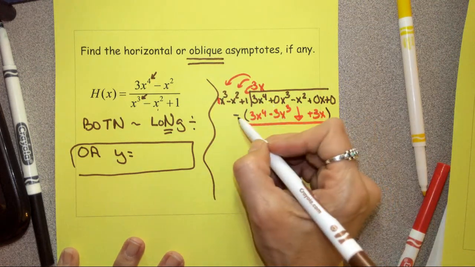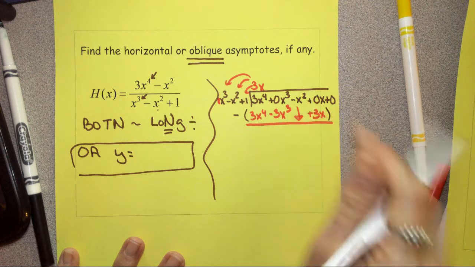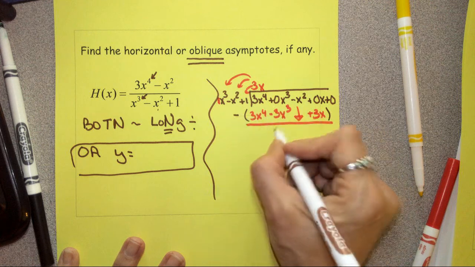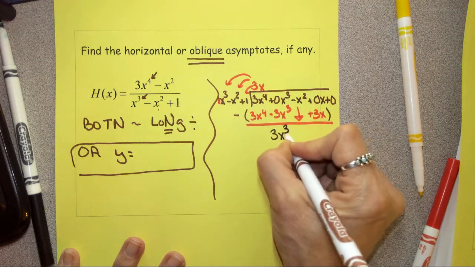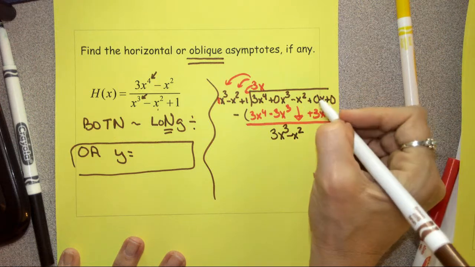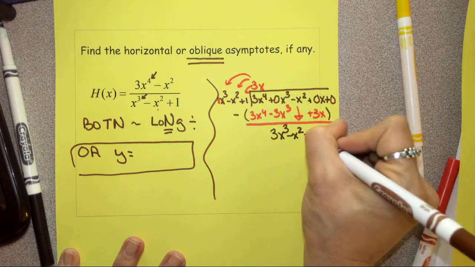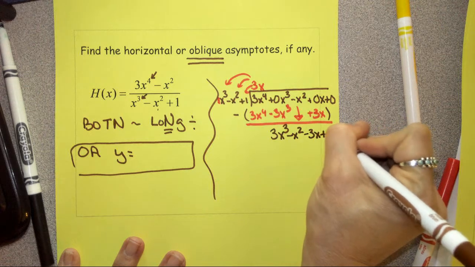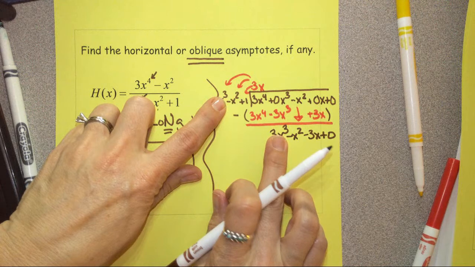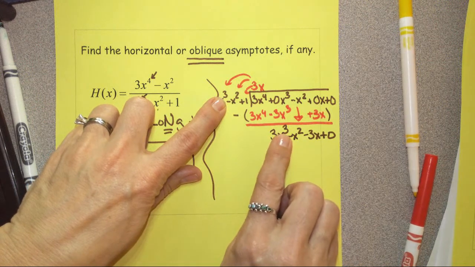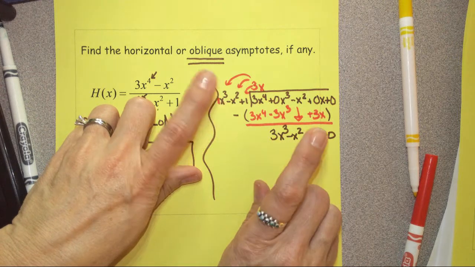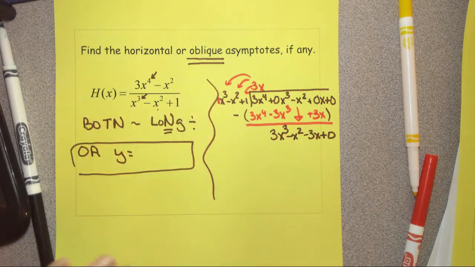So 3x to the fourth minus 3x to the fourth, those are going to be 0. 0 minus a negative, negative is going to change to a positive. So I have 3x to the third. I bring down that negative x squared. 0 minus a positive is going to give me a negative 3x. Then I have my plus 0. Okay, next you're going to look at your exponents. And as long as this exponent down here is the same or bigger, you have to keep going. So they're the same, so I have to keep going. So I'm going to do it again.